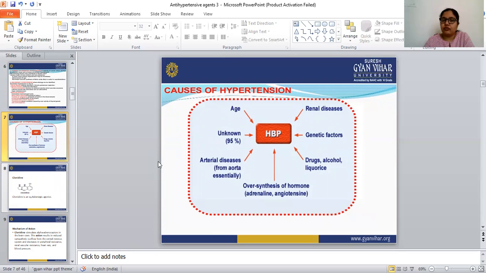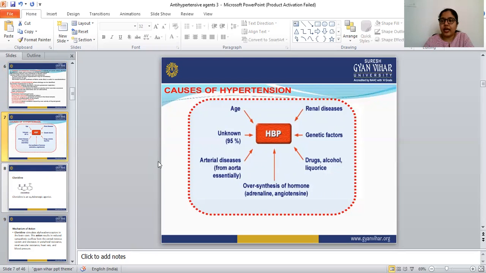So there are lots of causes for the hypertension. The first one, age, renal disease, genetic factors, drug, alcohol, and liquor, oversynthesis of the hormone, and arterial disease, and 95% of the cause is unknown. So these all are the causes of the hypertension.